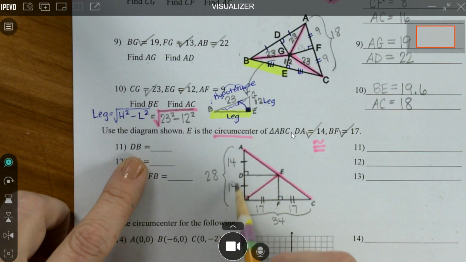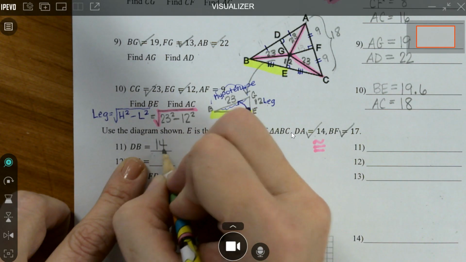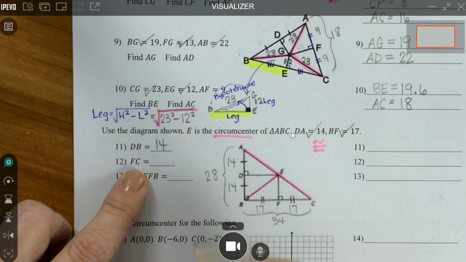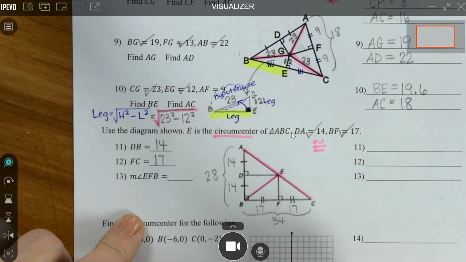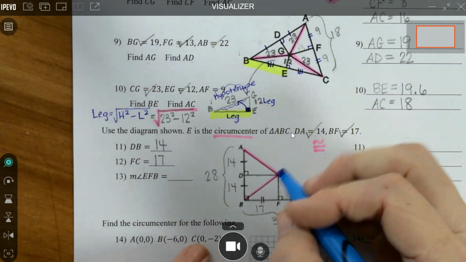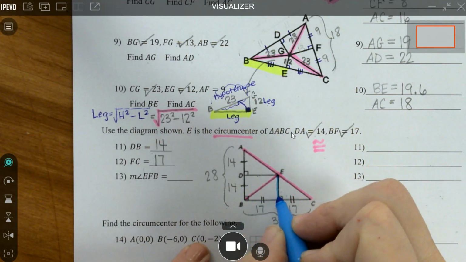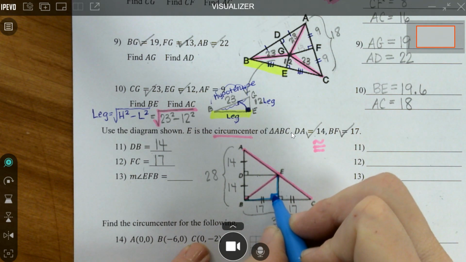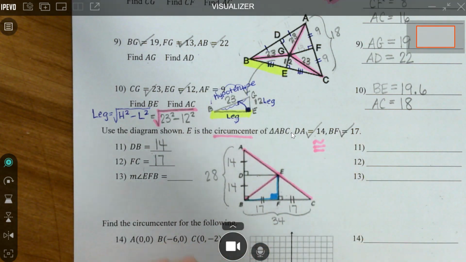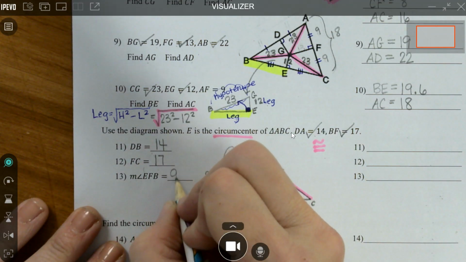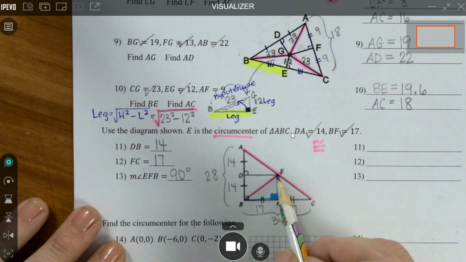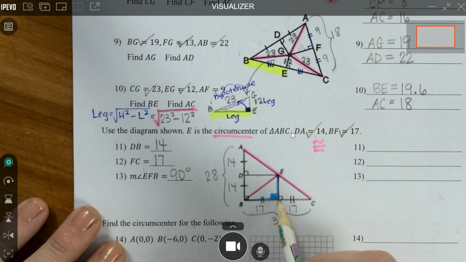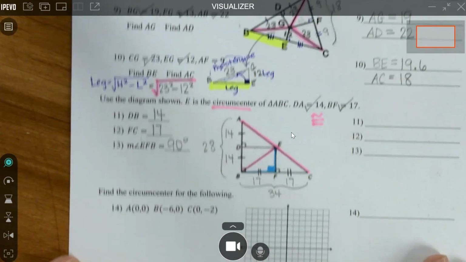So DB, when I look at here, I've already labeled it, it's 14. FC, I've already labeled it, it's 17. And then we have the measure of EFB. Okay, from E to F to B, this angle right here, it is the other side. Okay, we have 90 degrees here, so we have to have 90 degrees here. So that's just 90 degrees. Okay, this perpendicular line makes a 90-degree angle.